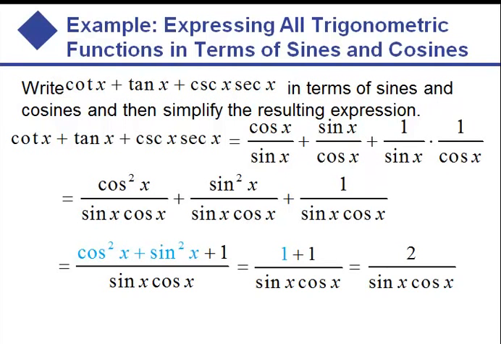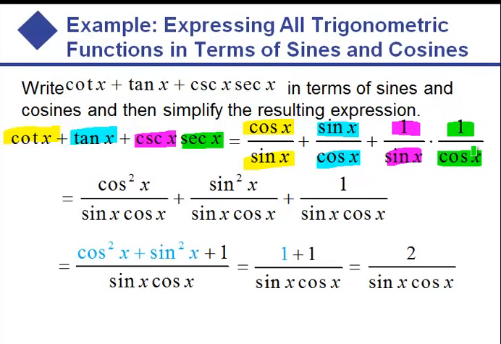So, cotangent, of course, cosine over sine. Tangent, of course, sine over cosine. Cosecant, 1 over sine. And last but not least, secant, 1 over cosine. And then you just clean it up, right? You notice that this last piece is going to have a denominator of sine times cosine. So in order to add all these fractions, they have to have common denominators.